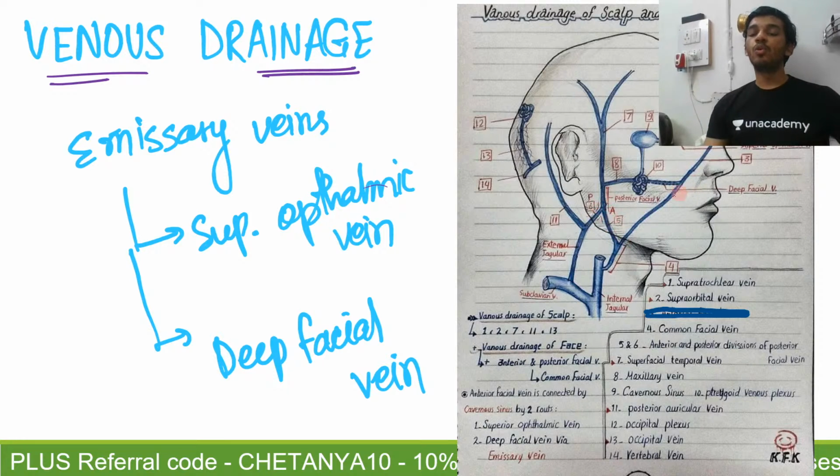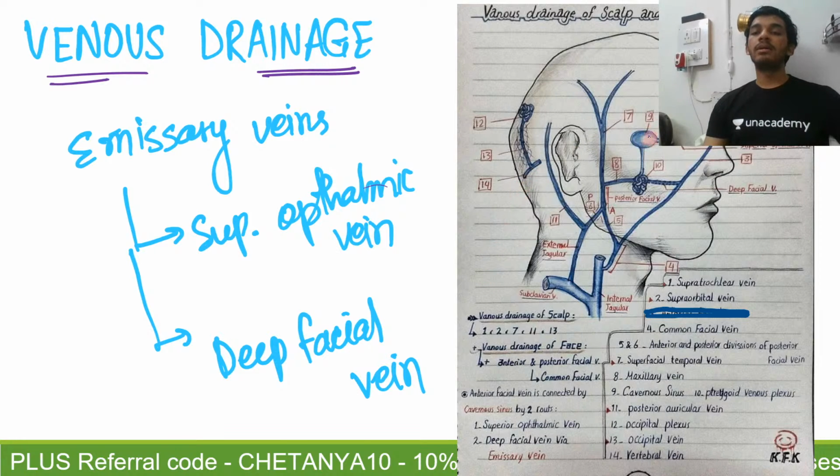The anterior division goes with the facial vein and forms the common facial vein. Posterior division goes and joins with the posterior auricular vein to form the external jugular vein, which drains into the subclavian vein. Whereas this vein that was formed, that is the common facial vein, will drain into the internal jugular. Posteriorly, you will have the occipital vein, which drains into the vertebral.